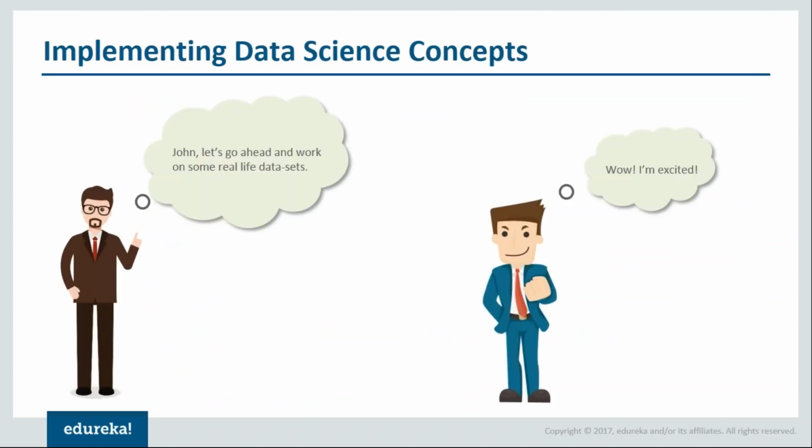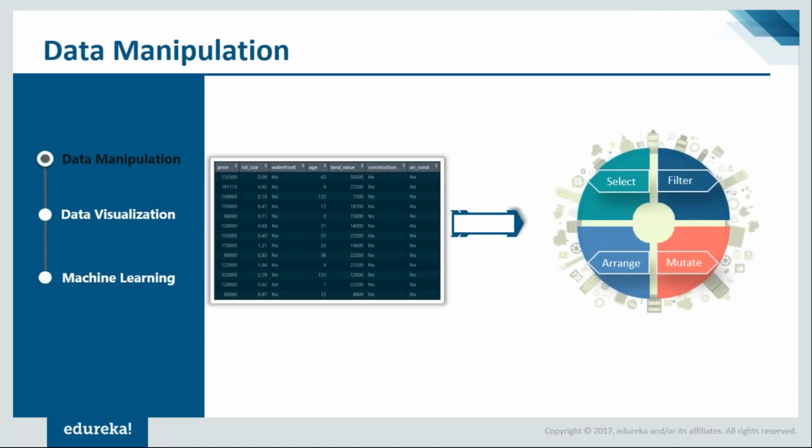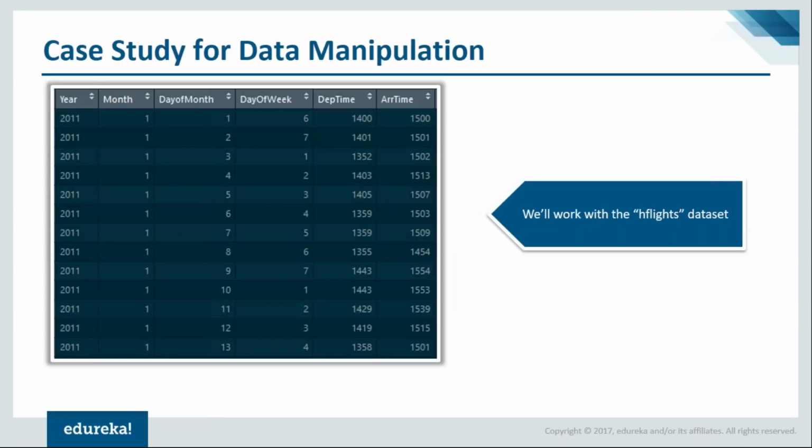Now it's time to implement the data science concepts on real life data sets. We'll start off with data manipulation. So you have Uncle George here again. Uncle George tells us that data manipulation deals with simple operations such as summarizing, aggregation, and filtering. Now R provides a specific package for data manipulation which goes by the name of dplyr. And R has some special functions for this purpose, such as select, filter, mutate, and arrange. And for the sake of the case study, we'll be using the hflights dataset.